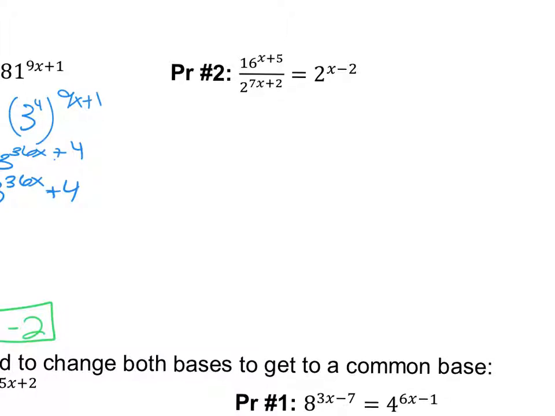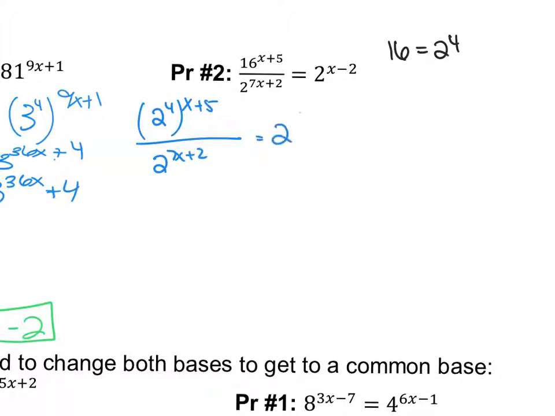Okay, so now we're going to go on, and again, this one's a little bit complicated, so we're going to simplify this out together, but first, let's notice that we can write 16 as 2 to the 4th, and that's just because, you know, 2 times 2 times 2 times 2 equals 16. So then we can actually rewrite this equation as 2 to the 4x plus 5 over 2 to the 7x plus 2 equals 2 to the x minus 2. Sorry about that, minus 2.